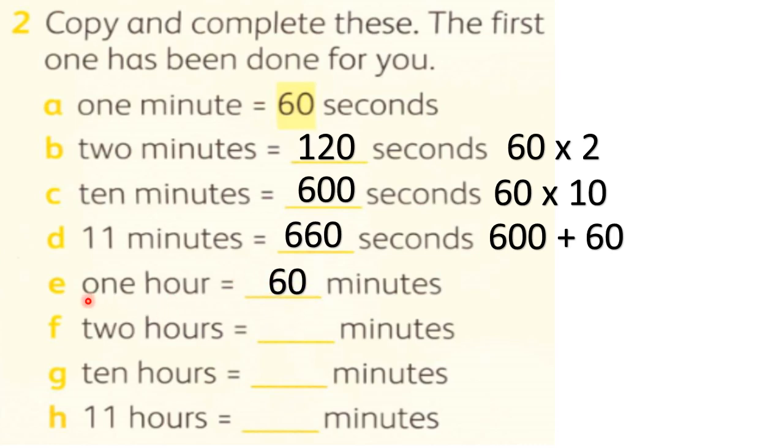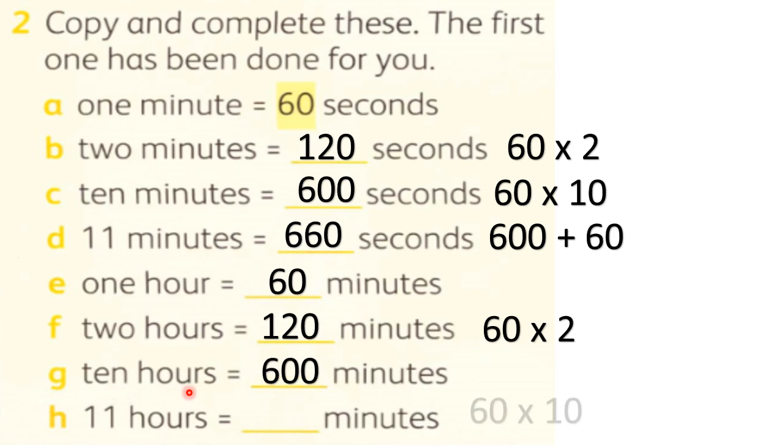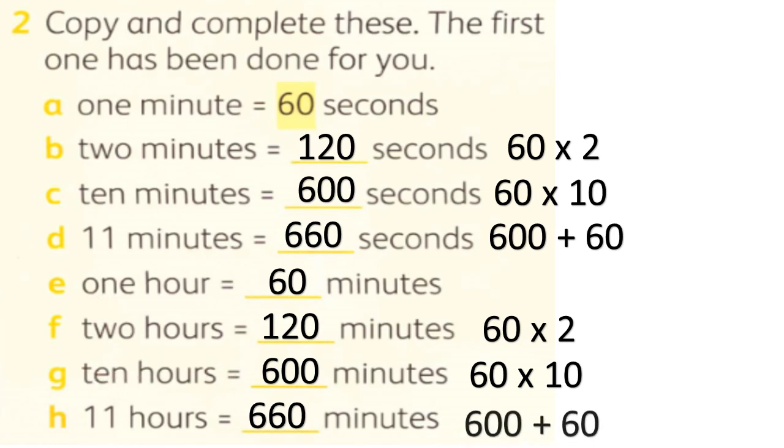1 hour equals 60 minutes. 2 hours equals 60 times 2, or 60 plus 60, so that's 120 minutes. 10 hours is 600 minutes, 60 times 10, and 11 hours is 660 minutes. Like before, 600 plus 60, so 10 minutes plus an extra minute.